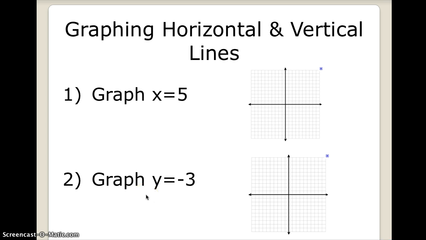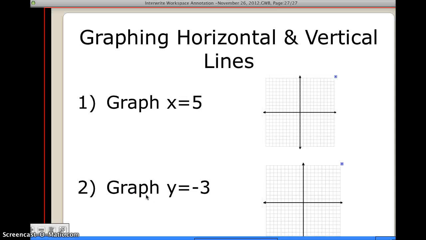Horizontal and vertical lines. These are the ones that kids find very easy when they first do them, and then when they get back to a test or a quiz, they mess these up a lot, because I think it's because they're so simple they read into it. These are, if you have a line or an equation that has only an x in it, like this, or only a y in it, like this, that means it's going to end up being a horizontal or a vertical line.